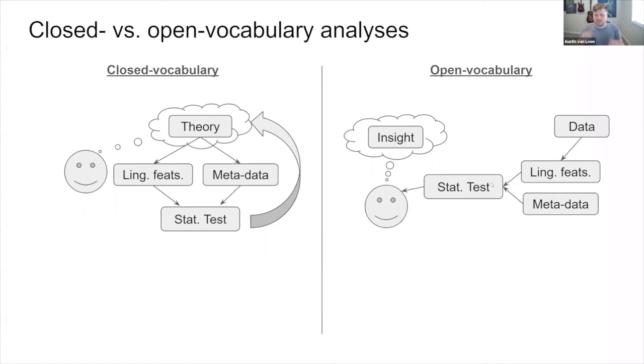And then just like we did in this example, you test whether each of those linguistic features is associated with the metadata of interest, appropriately correct your p-values, create a summary of the results, and present that as your results.